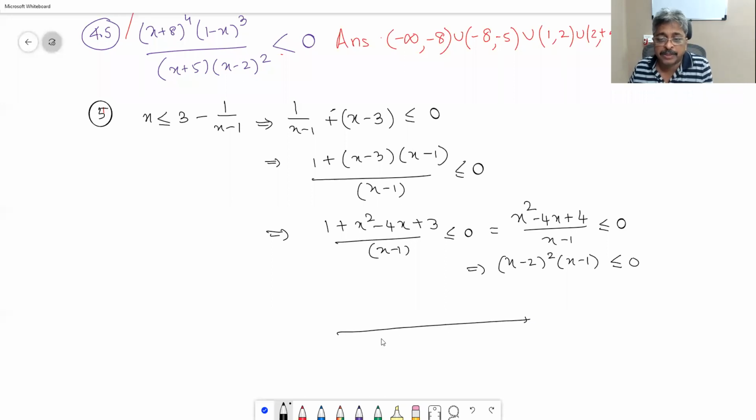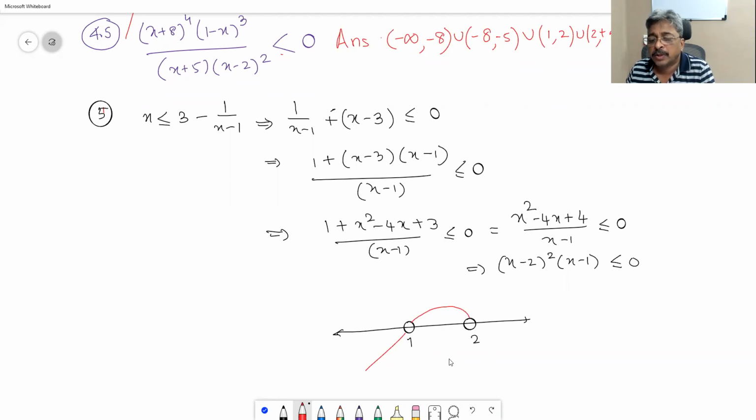So critical points: 1, 2. If you start to the left, at 0, if I put 0, minus 2 squared is 4, minus 1, less than inequality, therefore it will enter like this. 1 I am not allowed to put, so I will continue with minus, hollow circle. If I put something between 1 and 2, 1.5, negative, square positive, positive, hence it will go up.